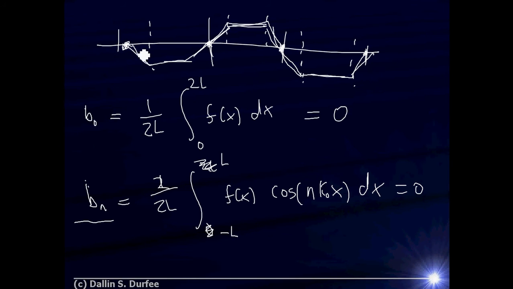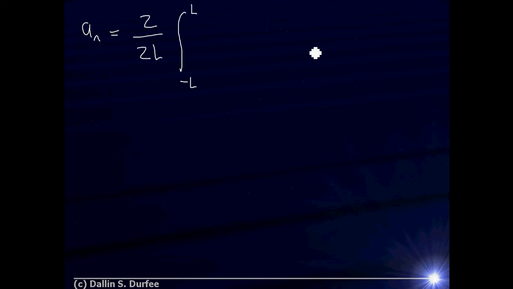But I'm going to do a trick, and I'm going to show you why. I'm going to integrate from minus L to L, and I'm going to show you a nice trick here. Then I just have to integrate f of x sine n k naught x dx. So that's what I'm going to do.